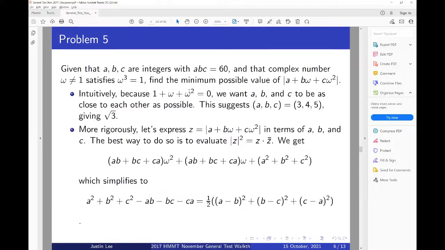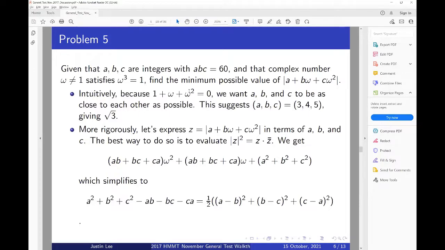Let's express z equals A plus B omega plus C omega squared. And we want to find the magnitude of z, the norm of z. One way you could do this is to write omega as -1/2 plus root 3/2 i, and omega squared is -1/2 minus root 3/2 i. That's a doable thing that is, however, quite algebraically messy.